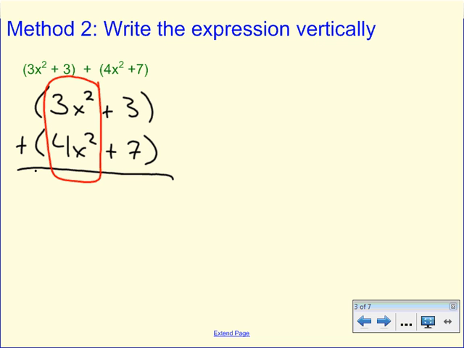So I have 3x squared plus 4x squared gives me 7x squared. 3 plus 7 gives me 10. So it's very, very simple. I can just add them either doing it vertically, or I can just remove the brackets and collect like terms. Those are our two methods so far.